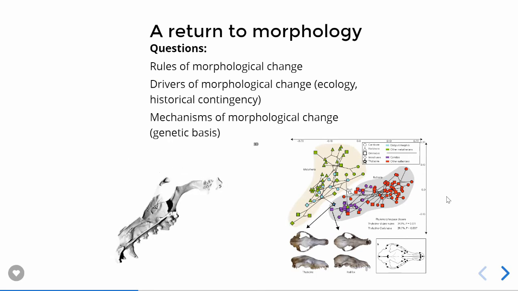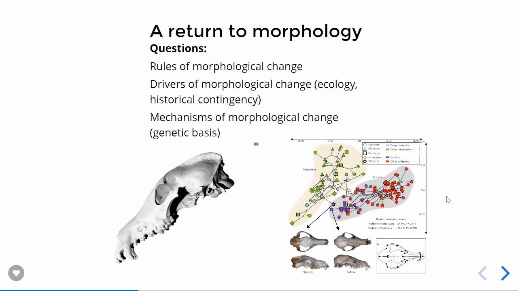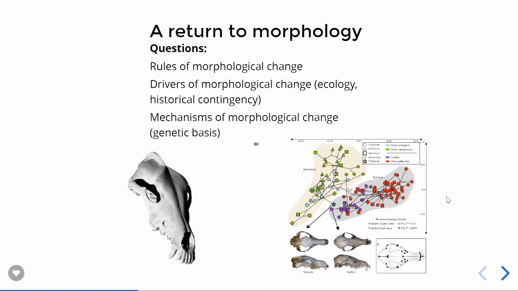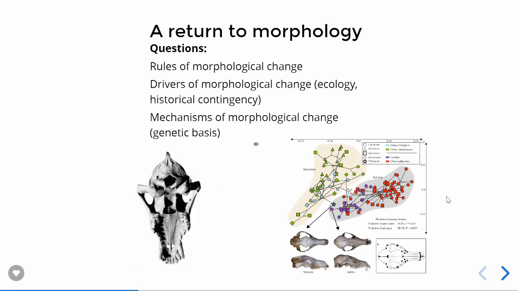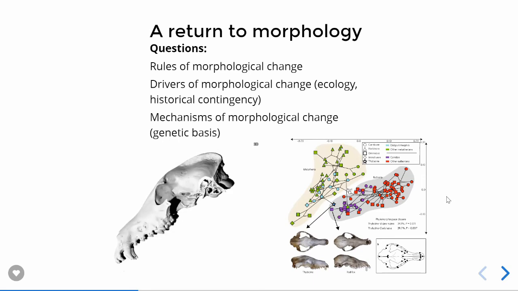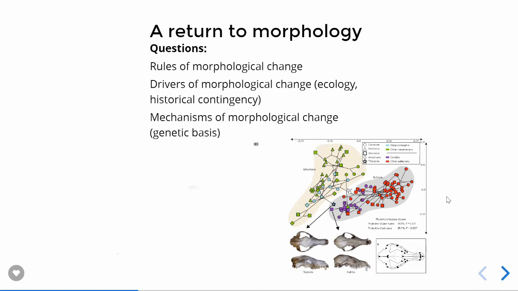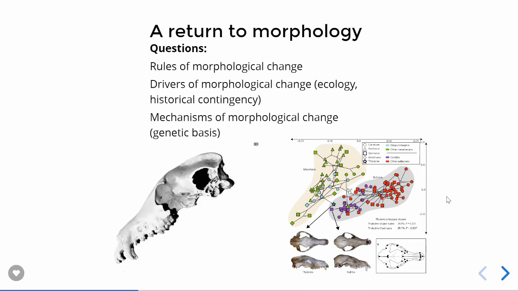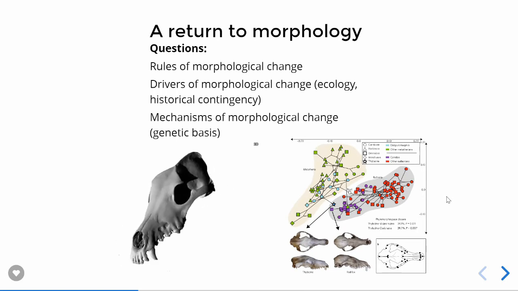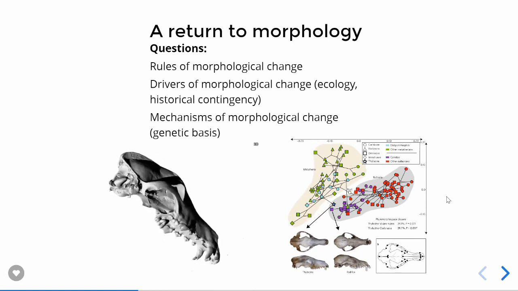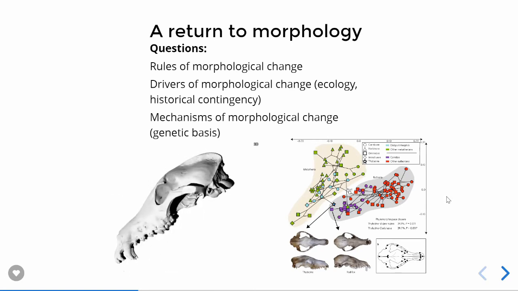So what are the big questions? Well, are there sort of rules of morphological change? That is, are there certain biological constraints that determine how morphology can evolve? What are the drivers of morphological change? So how does a species' morphology depend on its ecology? How does it depend on historical contingency and so on? And finally, what are the mechanisms of morphological change?